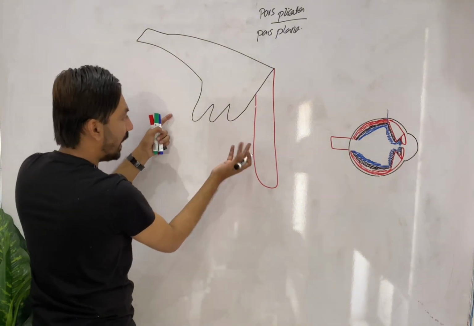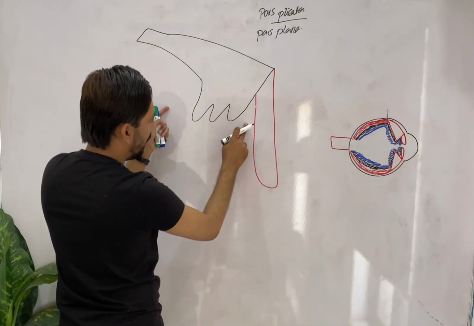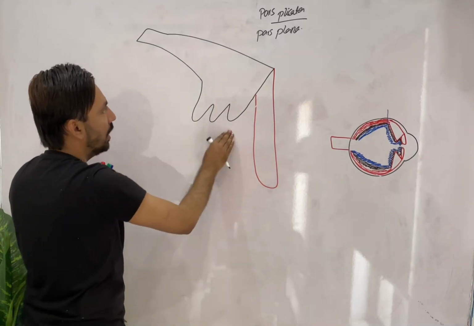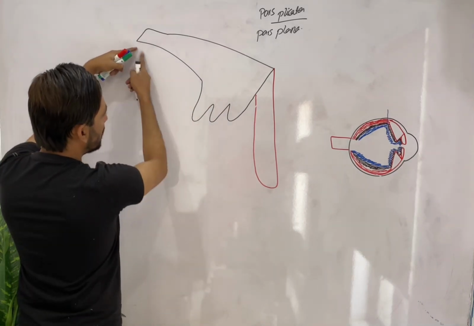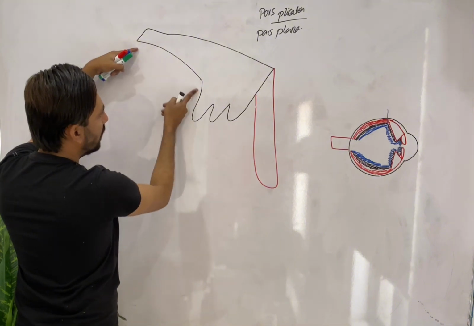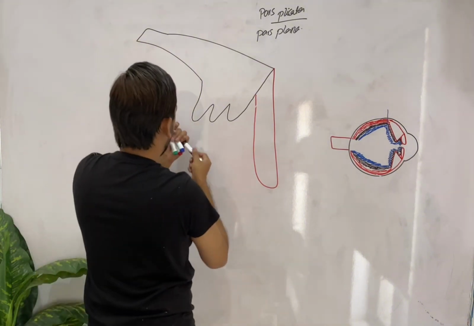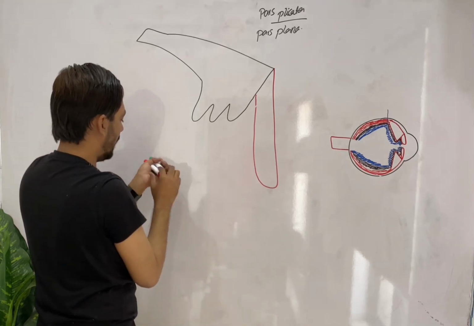Why pars plicata? Because plication is here. So what is plication? The projections. These finger-like projections are called plicata. And this smooth area, this plain area is called the pars plana, right? So there are two different terminologies, pars plicata and pars plana.